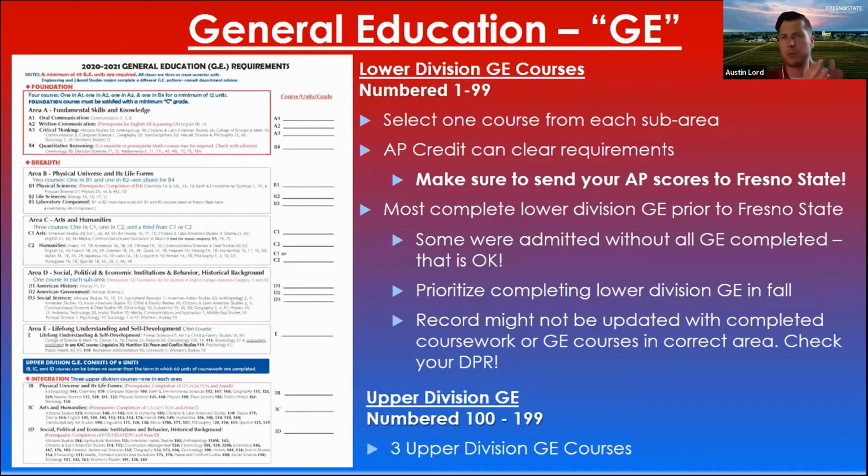And so I keep saying this, lower division, upper division. So I'm going to take a second to explain those and how you can identify those courses. Lower division courses at Fresno State in general are numbered 1 through 99. So anything, single or double digits.